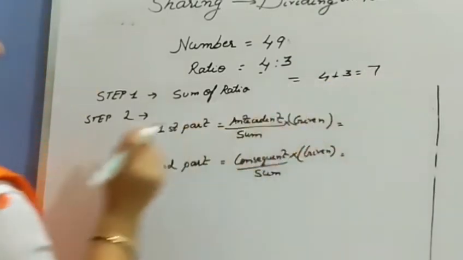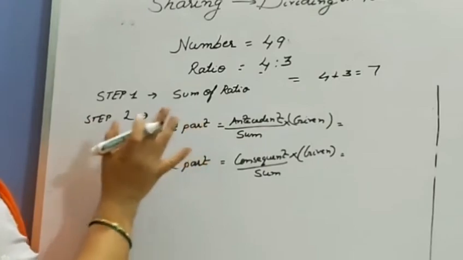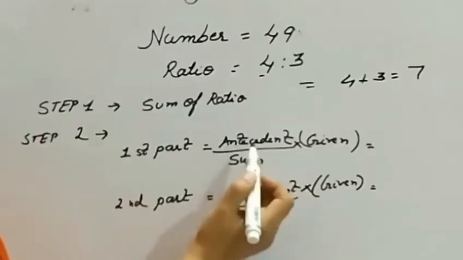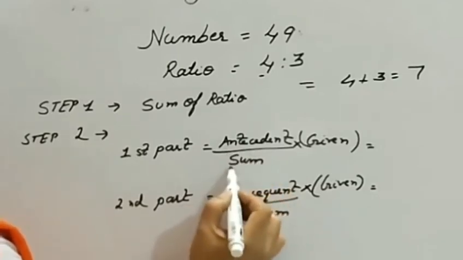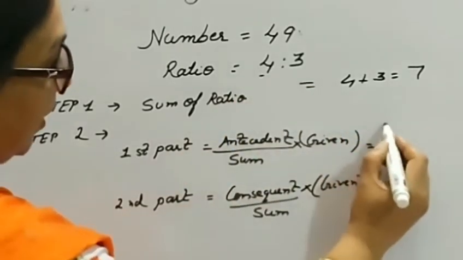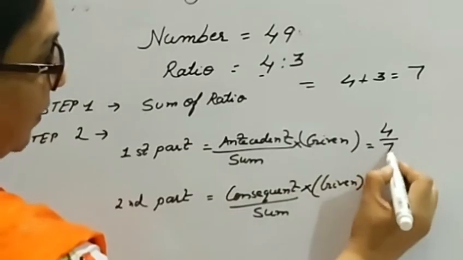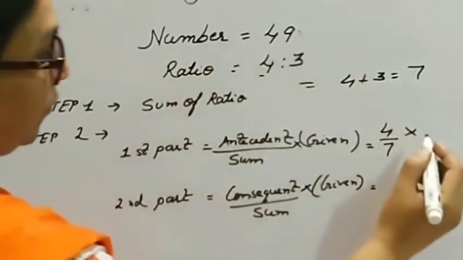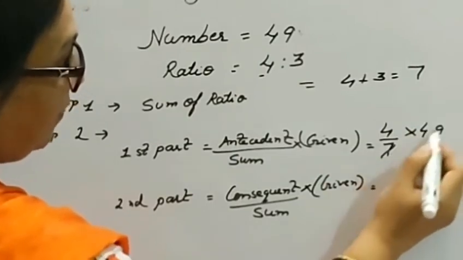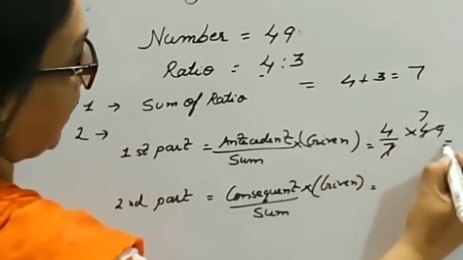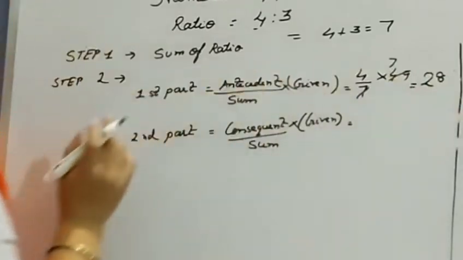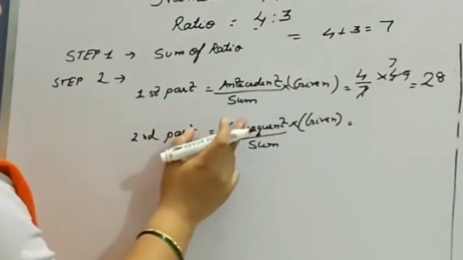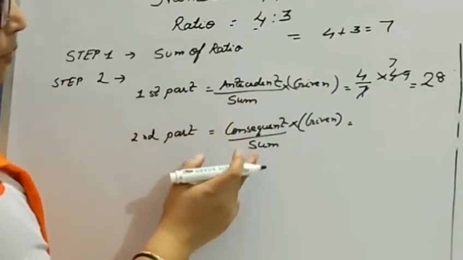equals 7. Step 2, calculate first part and second part. How to find the first part of the number? Antecedent upon sum of the ratio. Antecedent is 4 upon sum of the ratio is 7 into the given number or quantity. Here the given number is 49. Solve. 7 sevens are 49. Answer is 28.